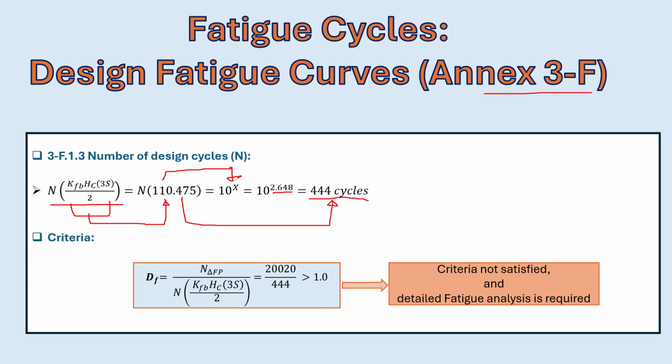So the criteria here is the damage. We need to find the damage. The number of cycles the part must go through is 20,020 cycles. But from the criteria, the number of cycles the part can last is 444 cycles. So obviously this damage is greater than 1. If the damage is greater than 1, the criteria is not satisfied and a detailed fatigue analysis is required. So we have to stop here, and now we need to move to fatigue analysis.